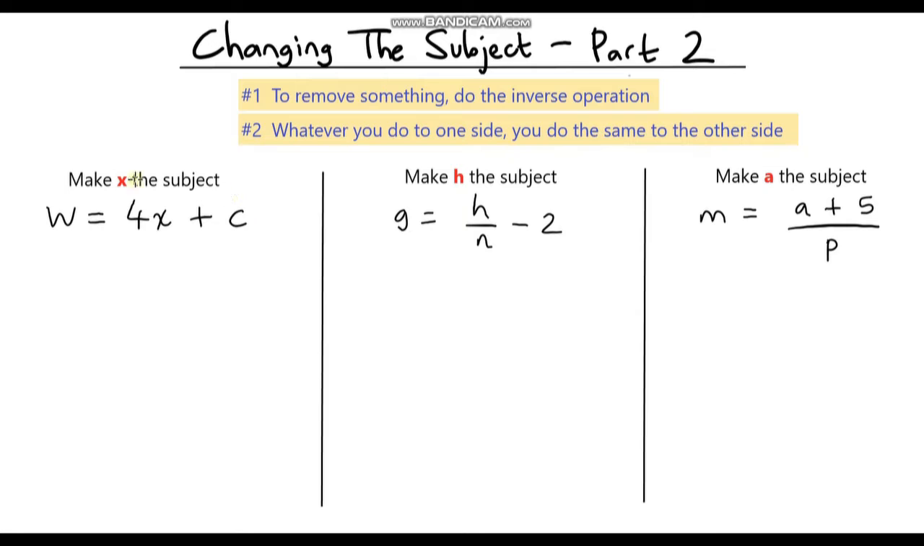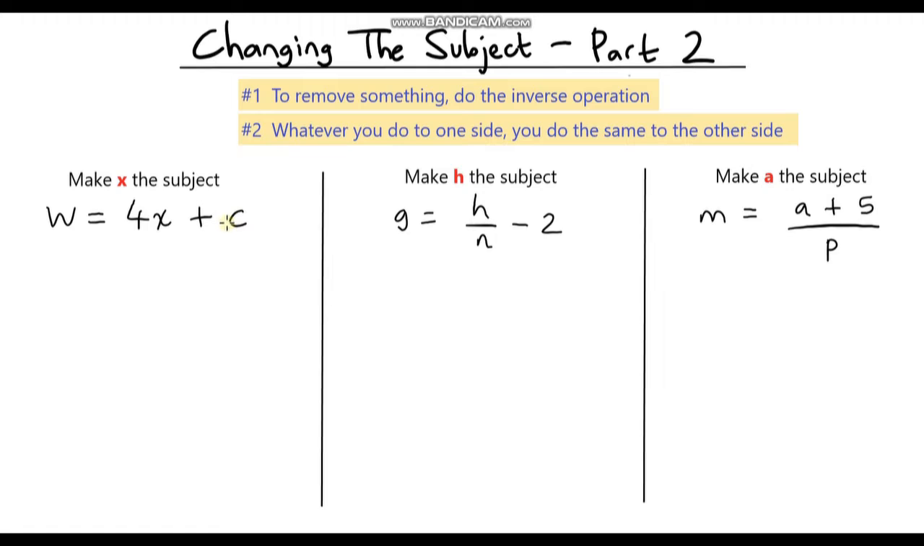So if we take a look at the first formula, we've got w equals 4x plus c, and we need to rearrange this formula to make x the subject. At the moment w is the subject because w is on its own, so we need to get x on its own. First of all, let's think about what's actually happening to x in this formula. The first thing that's happening is that it's being multiplied by 4 because we've got 4x. So we multiply by 4 first and then we add on c.